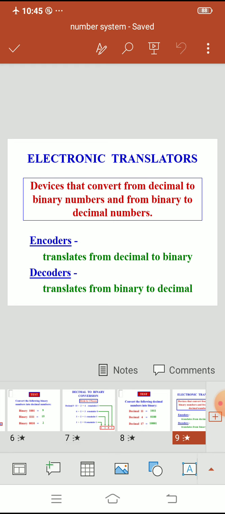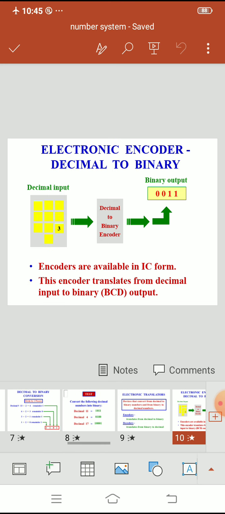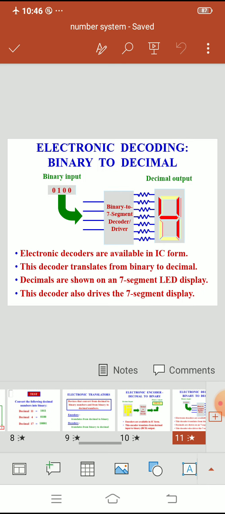Electronic translators are devices that convert from decimal to binary numbers and from binary to decimal numbers. Encoders translate from decimal to binary. Decoders translate from binary to decimal. Electronic encoder, decimal to binary: for example, we give decimal input 3 to a decimal to binary encoder, which gives a binary output that we can see on a 7 segment display or other display devices. Encoders are available in IC form. This encoder translates from decimal input to binary output, that is BCD.